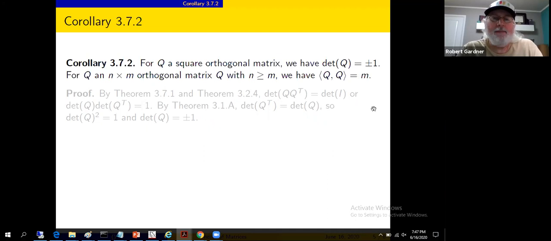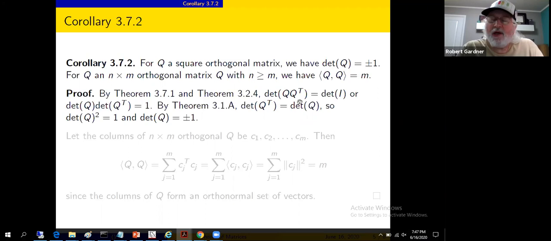First, let's take the determinant of Q times Q transpose. You know by theorem 3.71, if we've got an orthogonal matrix, Q times Q transpose equals the identity. I could take Q transpose times Q for that matter, since we're dealing with a square matrix here. I have to be dealing with a square matrix to talk about determinants, eh? But Q times Q transpose equals I, so it's the same as the determinant of I. The determinant of an identity matrix, of course, is 1.